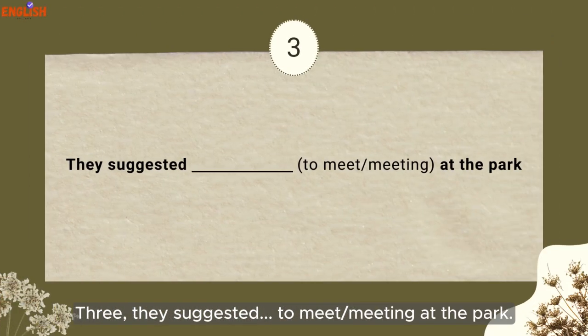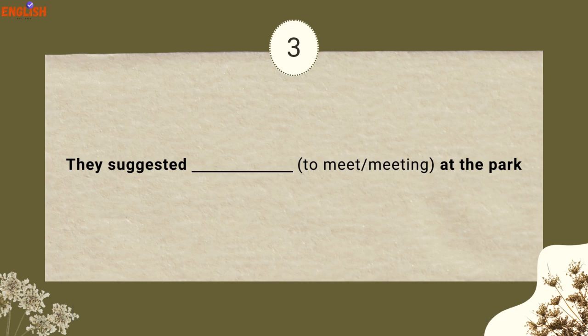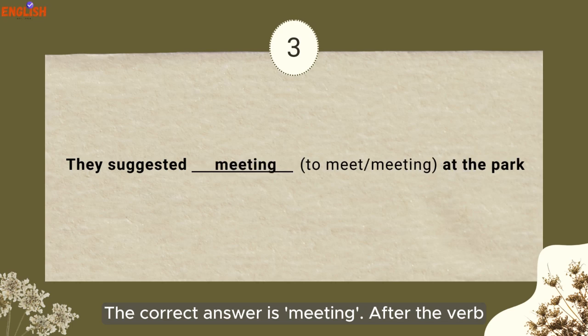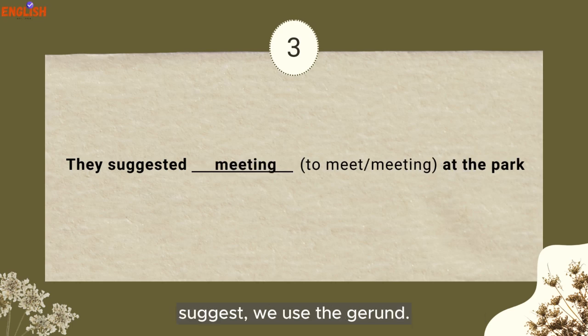Number 3. "They suggested to meeting at the park." The correct answer is meeting. After the verb suggest, we use the gerund.